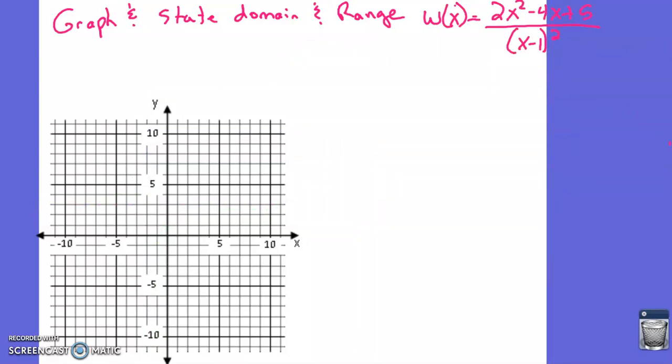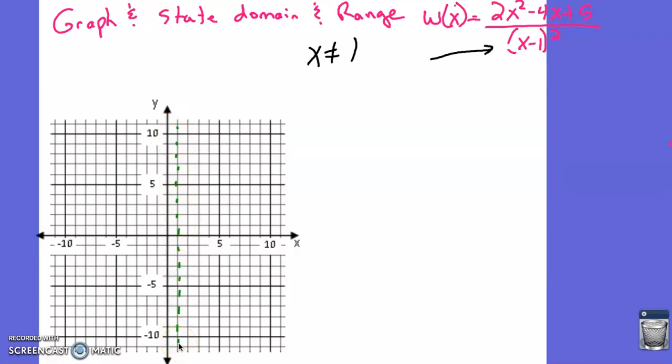So, a little bit bigger problem. Notice here we have a bigger polynomial divided by a bigger polynomial. And then notice right at the denominator, look at the same thing again. The denominator, you cannot have 1. So I know there's a vertical asymptote at 1. We'll use different colors. So at 1, there's a vertical asymptote.